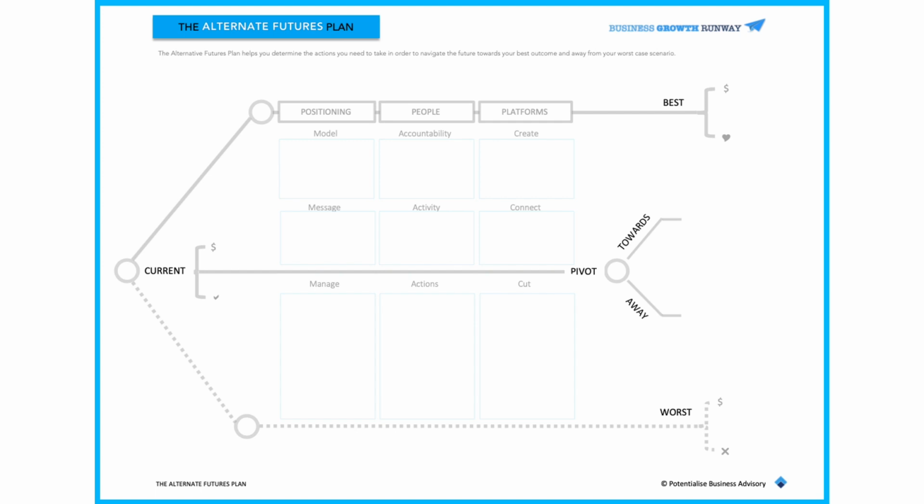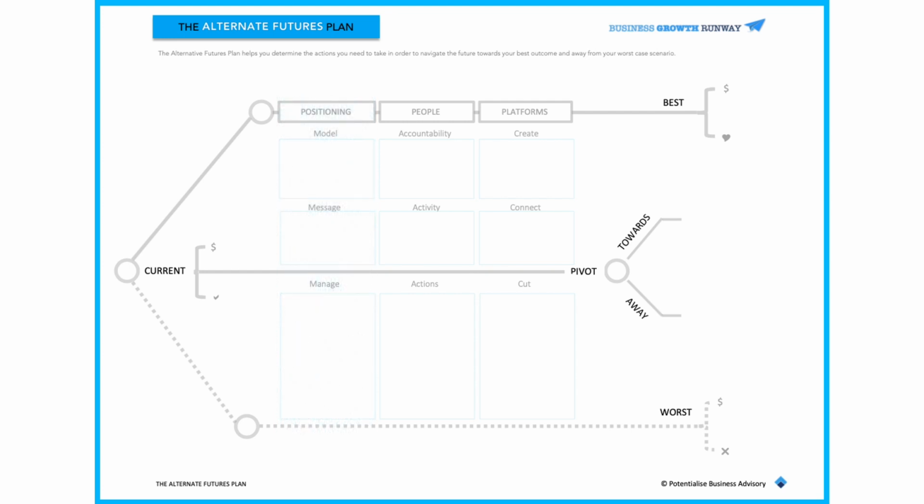Working from left to right, we start with your current position. What does that look like? Now, working across the model, first P, position. Best outcome? How does your business model need to change? Do you need to change your business messaging? What are your clients thinking right now? What's their biggest need? And defensively, what do you need to proactively manage to ensure you avoid moving towards the worst outcome?